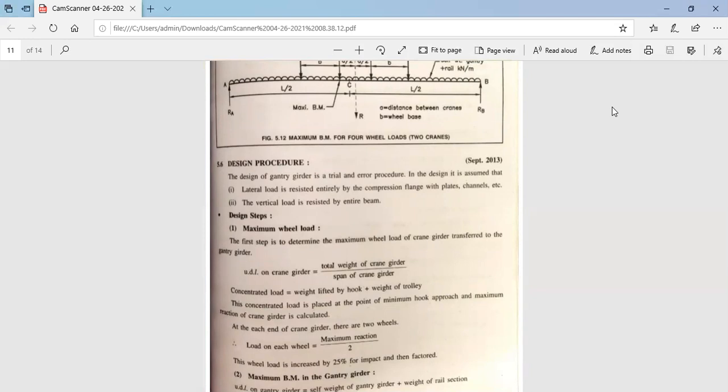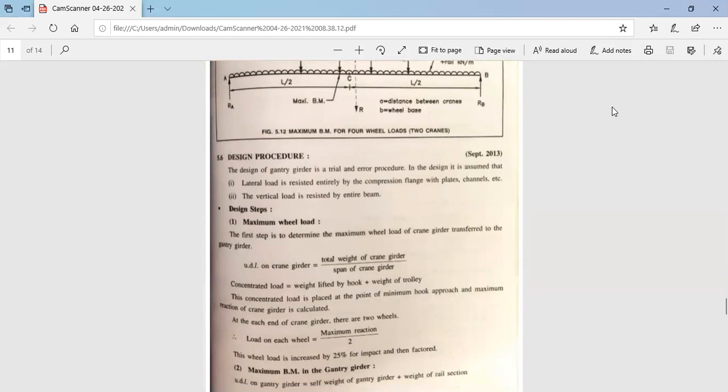The concentrated load is equal to the weight lifted by the hook plus the weight of the trolley. This concentrated load is placed at the point of minimum hook approach and the maximum reaction of the crane girder is calculated. At the end of the crane girder, there are two wheels, so the load on each wheel is equal to the maximum reaction divided by 2. The wheel load is increased by 25% for impact and then factored.